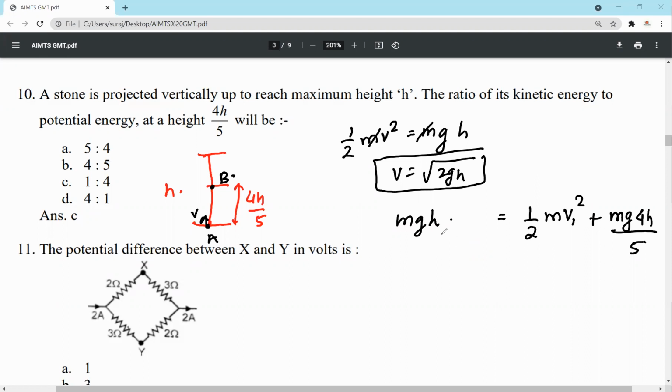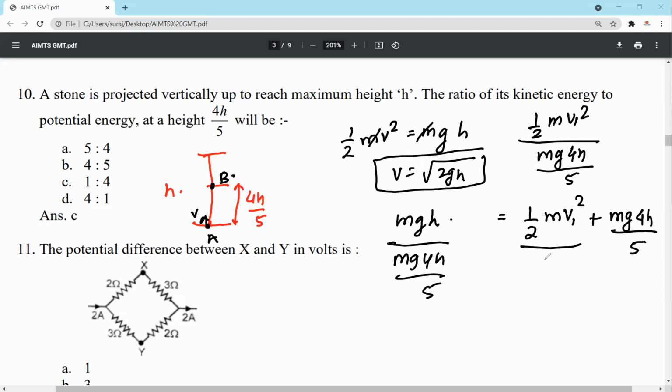So what they want is the ratio of kinetic energy to potential energy. That means half m v dash whole square by mg 4h by 5. This is what they want. So I'll just divide the whole equation by mg 4h by 5. Here mg 4h by 5 cancels out, this becomes 1.